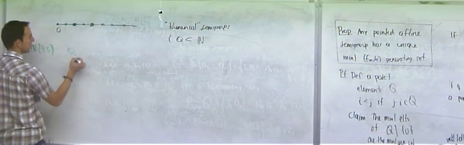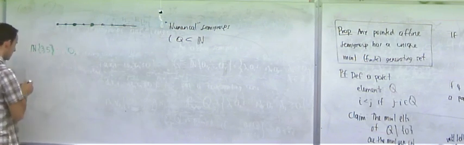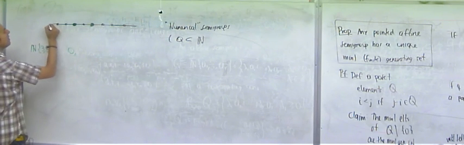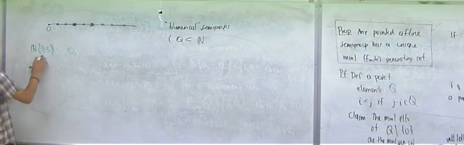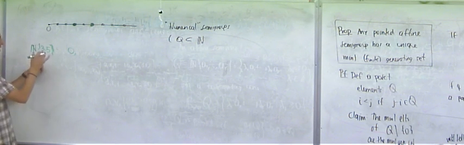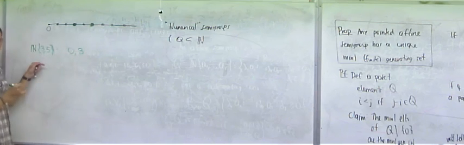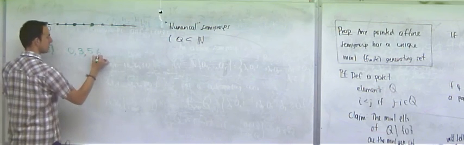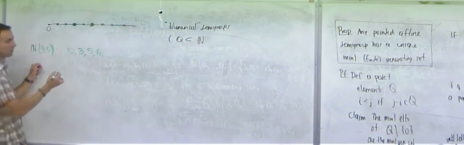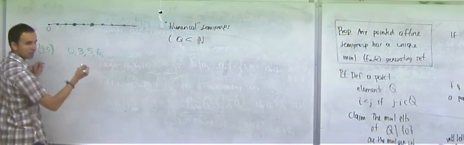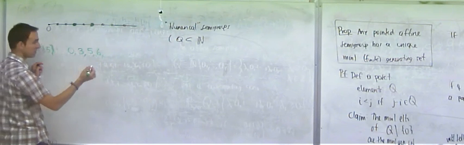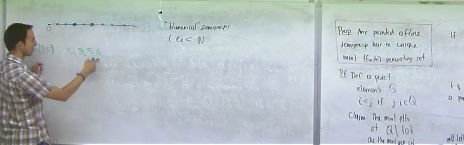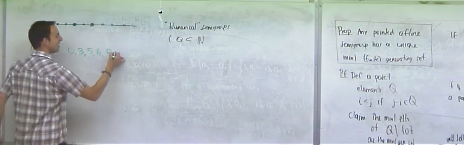So what's the semigroup generated by 3 and 5? You have 0, you don't have 1. This is a bad picture, huh? Leave it to the combinatorialist to not be able to count to 3. So 1 is not in there, 2 is not in there, 3 is in there. 4 is not in there, 5 is in there, 6 is in there, 7 is not in there, 8, 9, 10, 11, 12 are in there, etc.